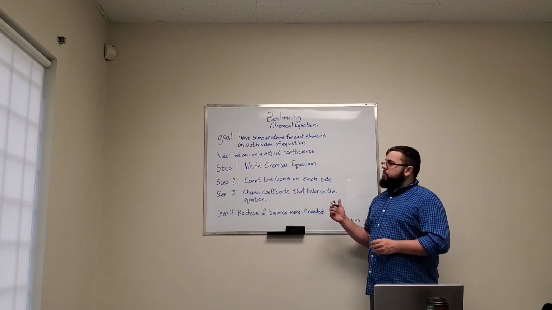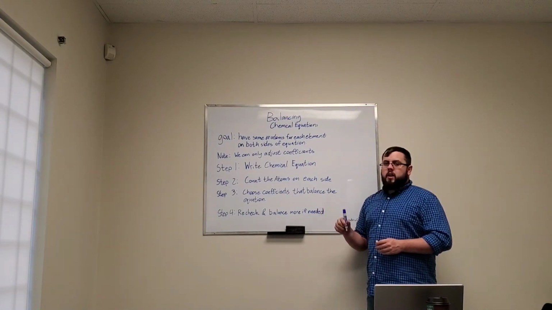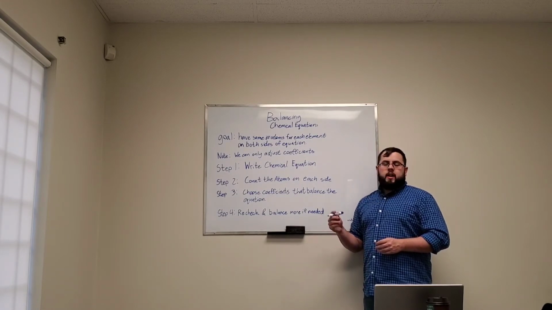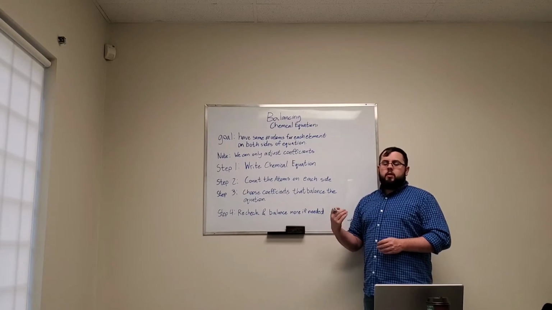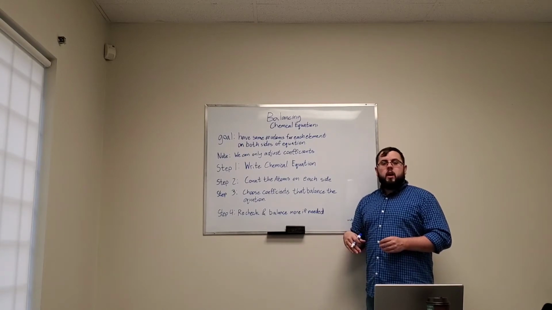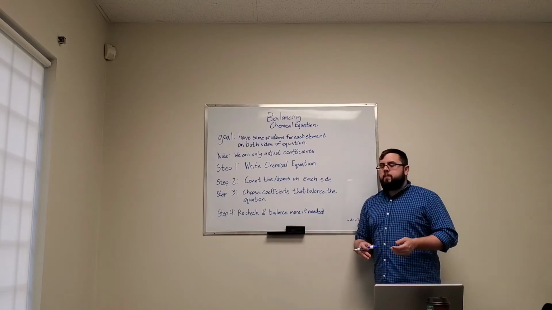Whenever you have an odd number of atoms on one side and an even number of atoms on the other side, a good hint is to always just double the number on the odd side. This is because there's no way to turn an even number into an odd number with whole numbers, right? So turn the odd number into the even number.